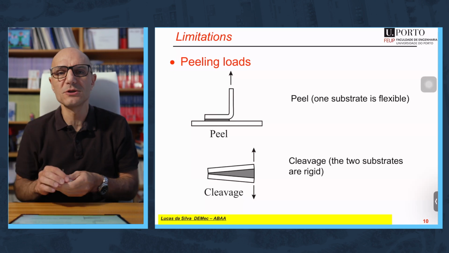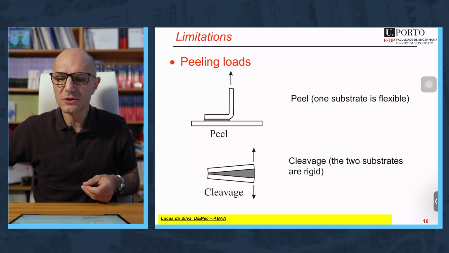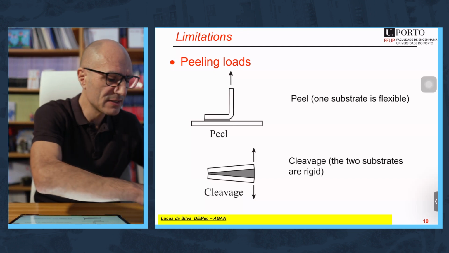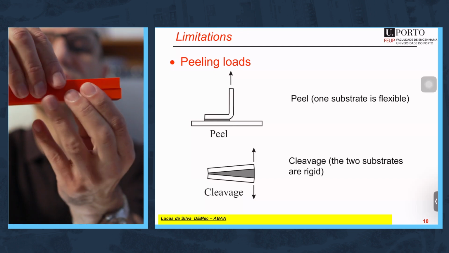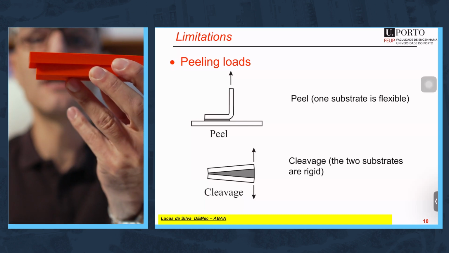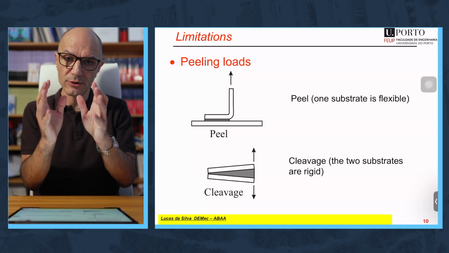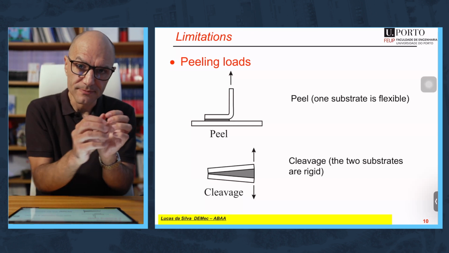When you have one of the substrates that is flexible, you have peel loading. When the two substrates are rigid, for example, here, and you try to make a peel, we are talking about cleavage. But it's basically the same type of loading. It's when you concentrate the load in a small area.